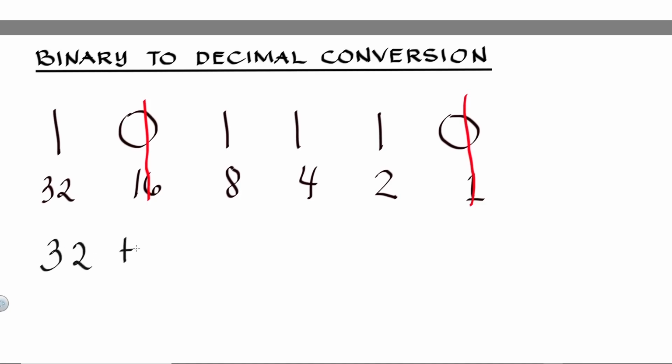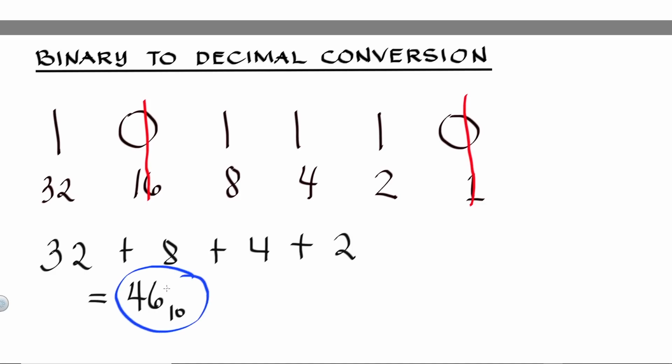So 32 plus 8 plus 4 plus 2 is equal to 32 plus 8 is equal to 40 plus 4 is equal to 44 plus 2 is equal to 46 decimal. Then we still get the same answer, which is 46 base 10.